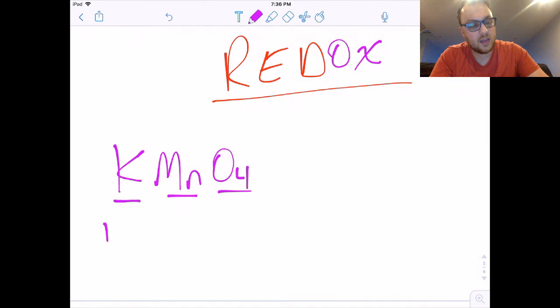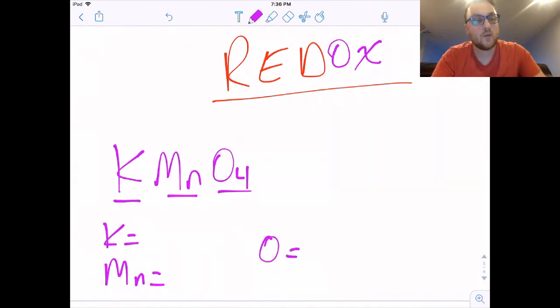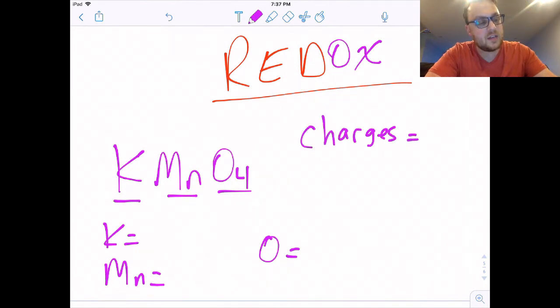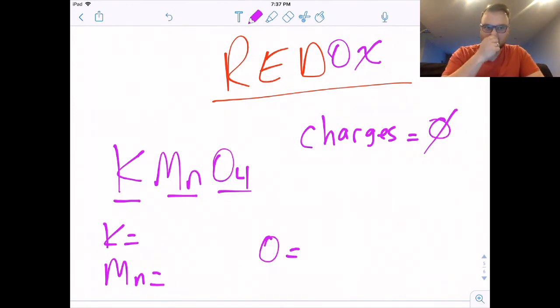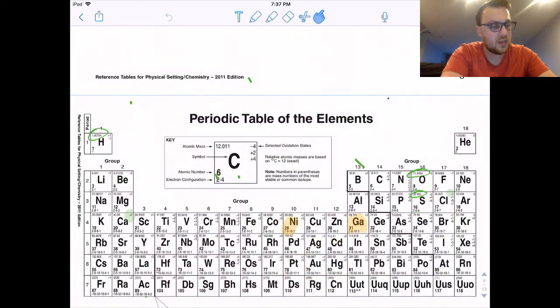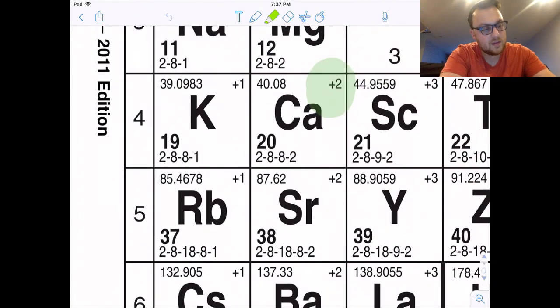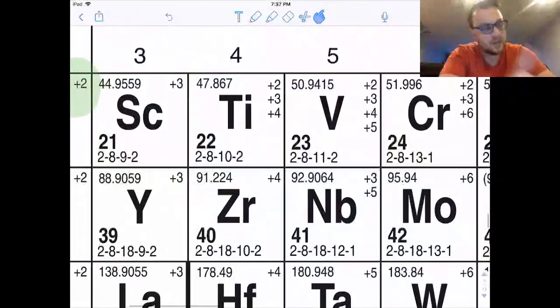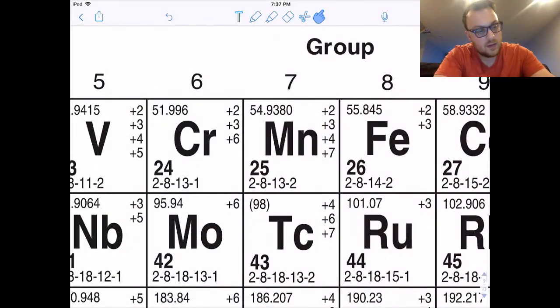And that's the key word. I don't want you to tell me what O4 is at the end. I need you to tell me what O is. So all the charges, all those pluses and minuses, need to equal 0. And if they don't equal 0, it's not balanced. So, let's go to the periodic table and see which ones we can get. K is +1. That's only one charge. That's nice. Mn's a pain in the butt, so we'll keep that in mind. And O only has one charge.